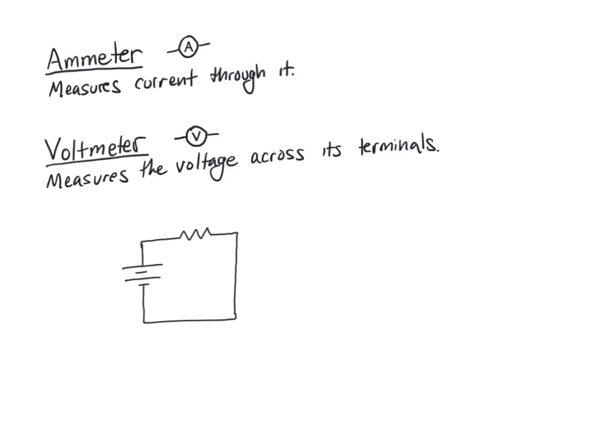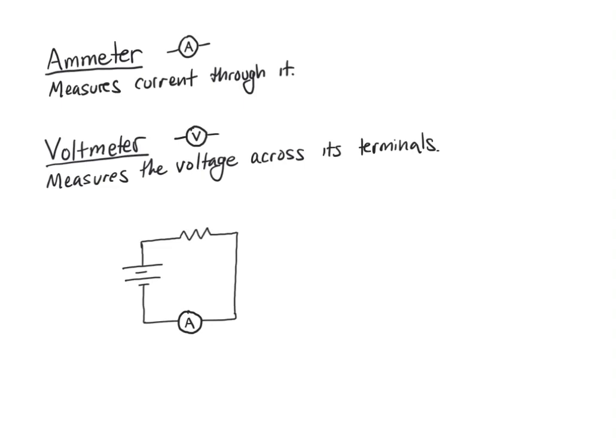So where could I place this? There are actually a lot of places I could put them. And in this case, because the current is the same anywhere in the circuit, I could place my ammeter here, or I could place it here, or I could place it really anywhere as long as it's kept in series, as long as I'm not adding another branch to my circuit.